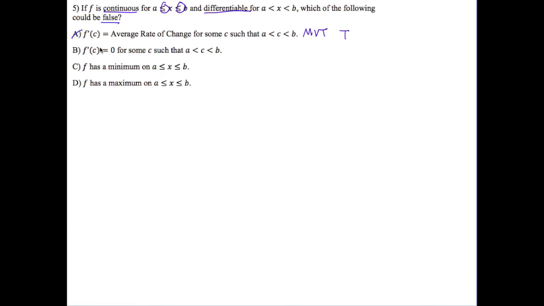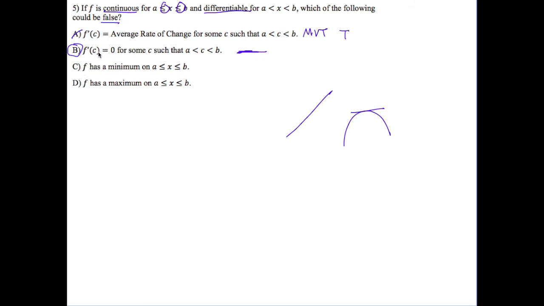Let's look at B. Translate this. F prime of C equals 0. What does that mean? F prime of C. I just defined F prime of C up here. F prime of C is the derivative, or it's the slope of the tangent at some point is equal to 0. So it's saying, does the slope ever look like this? Does it ever have a slope of 0 at some point? And that could be false. I don't know. I mean, the function could just be a straight line. It could have something like this where it does have a slope of 0. We don't know. So the answer is B.